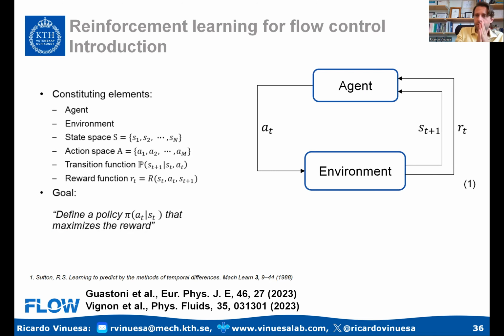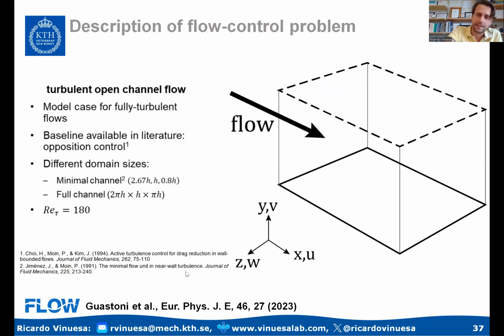Now, the goal is to define a policy pi, which, given the state of the flow, gives us the best actions to take in order to maximize the reward. And this is work in the turbulent channel by Luca Guastoni, who was a postdoc and a PhD student in my group. So you can find the reference here with all the codes and all the data. And if you want a detailed review on reinforcement learning for flow control, there is this article in Physics of Fluids where we really went through all the methods, all the potential, and all the possibilities.